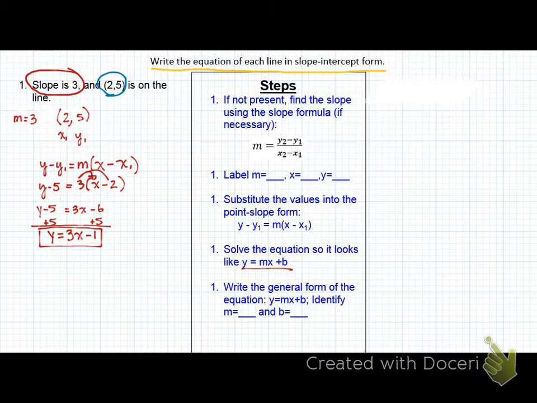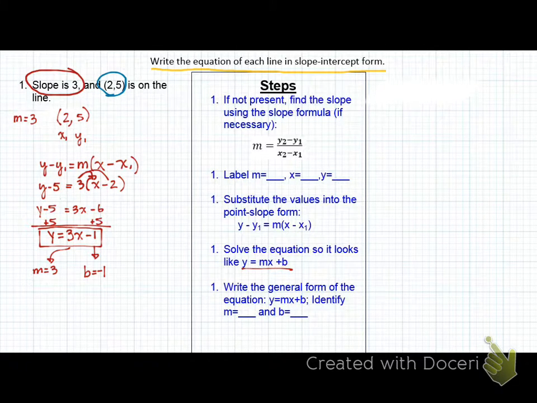Okay? The next thing I want you to do when you have the equation is identify the slope, which again is 3, so we'd write m is equal to 3. And then our y-intercept is negative 1, so we'd say b is equal to negative 1. Okay? Does that make sense, everyone? That's all you got to do for number 1.